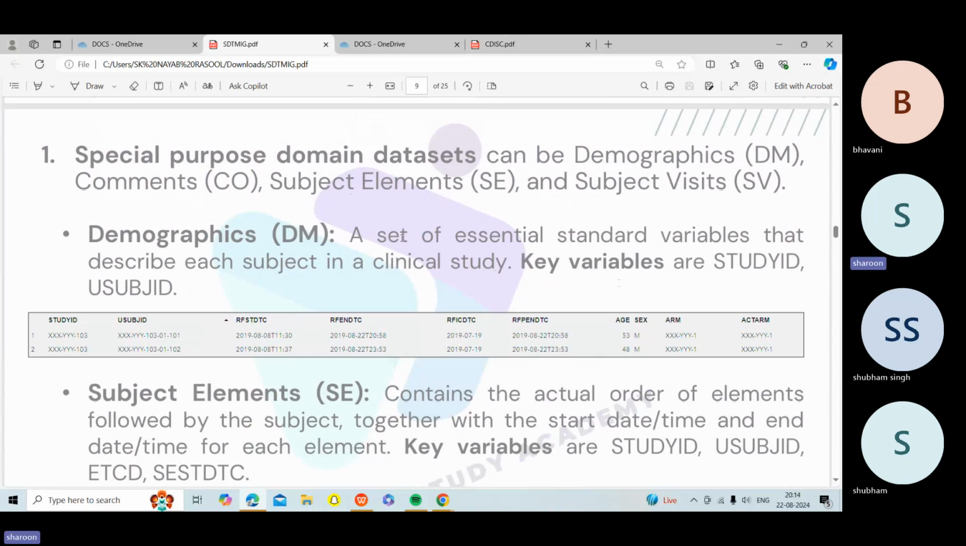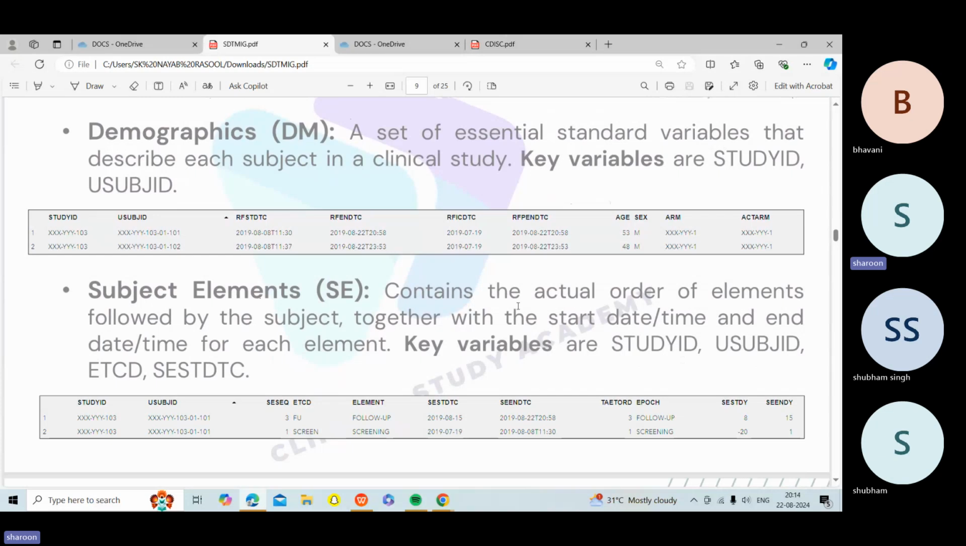Demographics: a set of essential standard variables that describe each subject in a clinical study. Key variables are study ID, USUBJID.